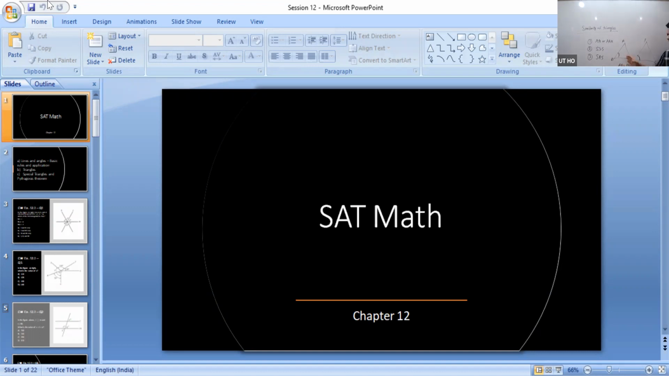Clear? So if they are similar triangles, I can write AB upon PQ equals BC upon QR equals AC upon PR. Remember, the corresponding sides must match, so when I am naming the triangle, the naming should be proper. Let's say triangle ABC. This is the sign for similarity.